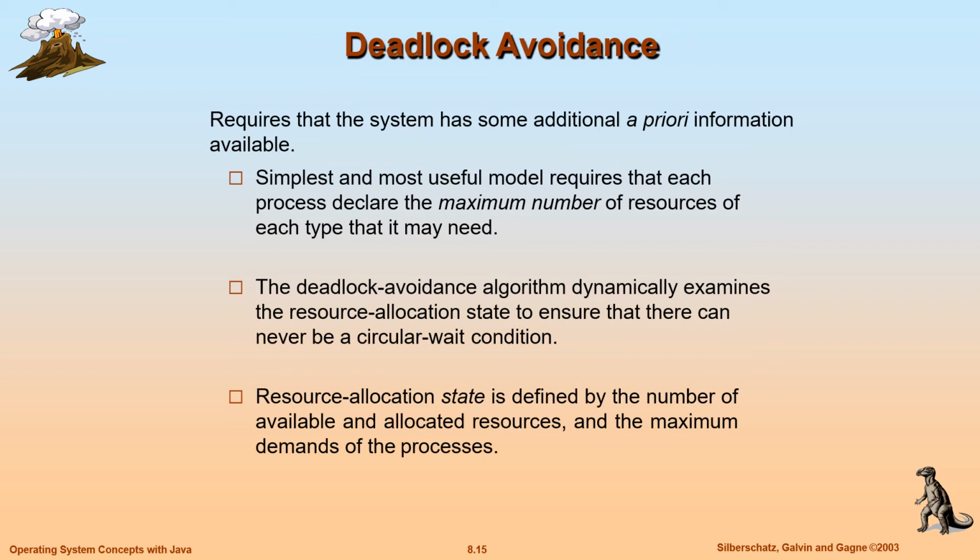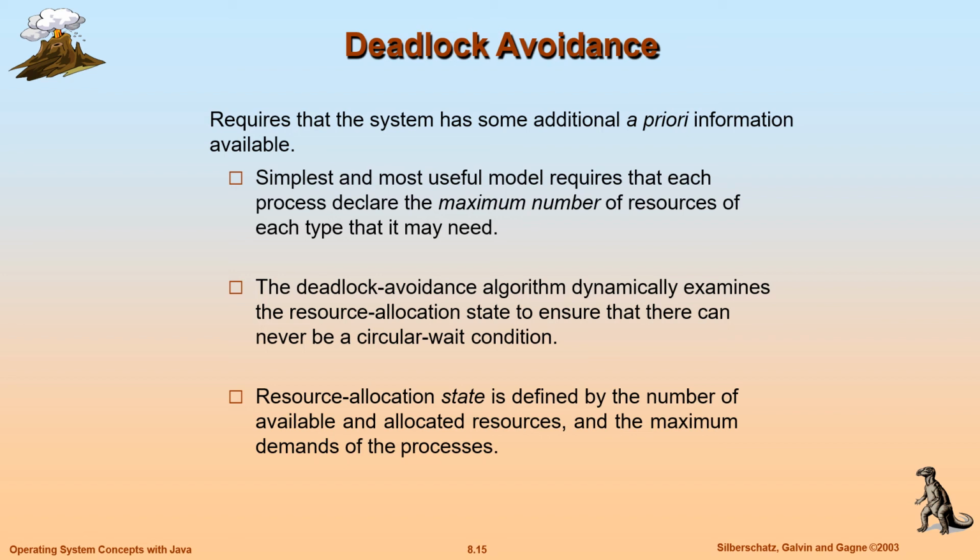We'll discuss deadlock avoidance, how to avoid deadlock. It requires that the system has some additional a priori information available, meaning process information should be available. The simplest and most useful model requires that each process declares the maximum number of resources of each type that it may need beforehand. The process should know how many resources it is using.